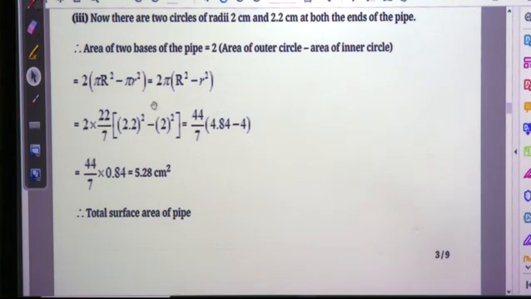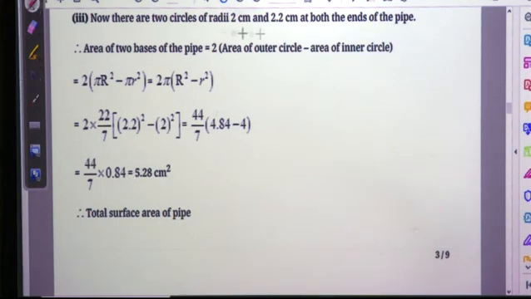So, 2 into 22 upon 7, in bracket 2.2 square, that is outer radius, minus 2 square, that is inner radius. 2 into 22 becomes 44 upon 7, 2.2 square becomes 4.84 minus 2 square, which becomes 4. Calculating further, 4.84 minus 4 becomes 0.84.